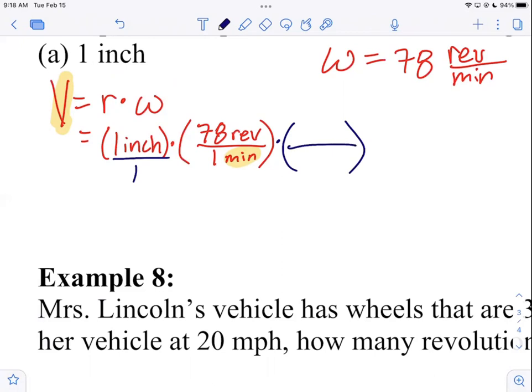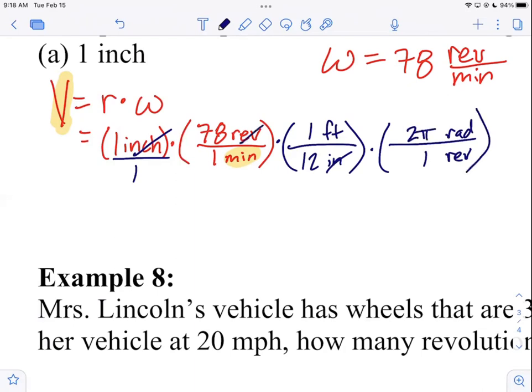Let's do the inches first. I'm going to put inches down here, and I want feet to appear. So 1 foot is 12 inches, and inches divide out. And then I want to get rid of revolutions, and I want radians to appear. So 1 revolution is how many radians? 2 pi. Very good. And now revolutions will divide out. If you go through and take inventory, what are you left with? You're left with feet on the top and minutes on the bottom. Is that the units we want? Feet per minute? Yeah. And the radians that are left on the top, they're unitless, right?